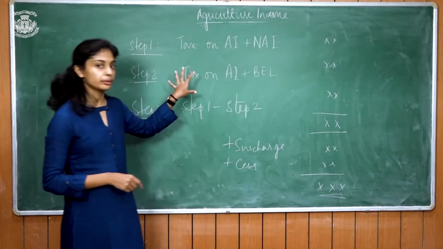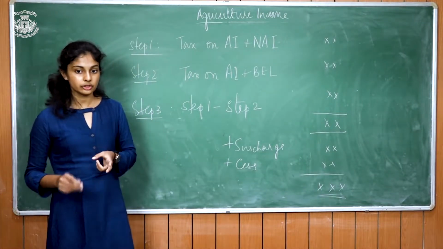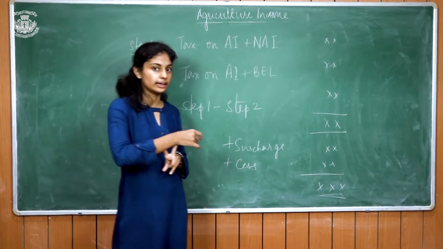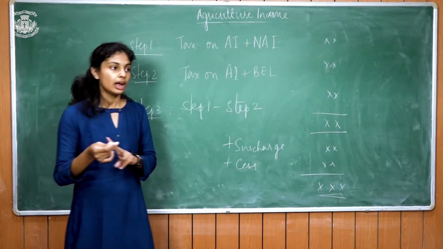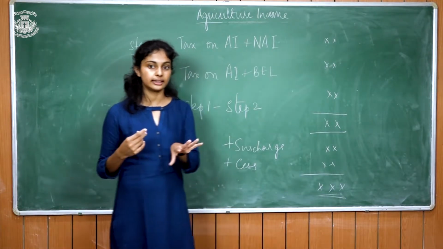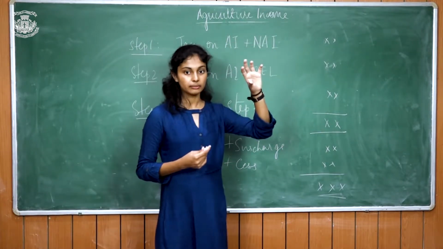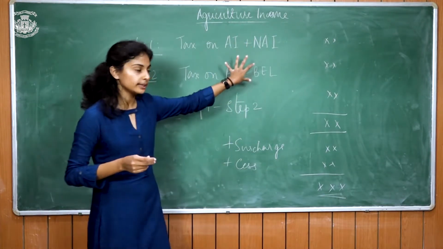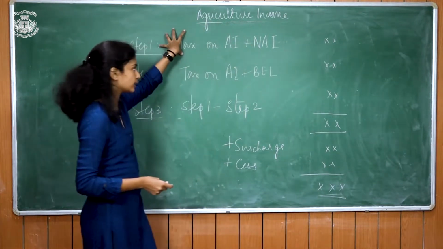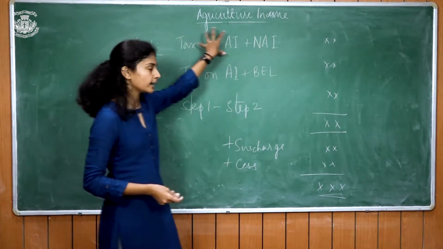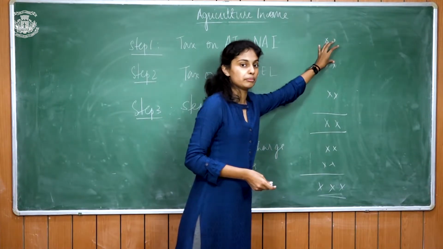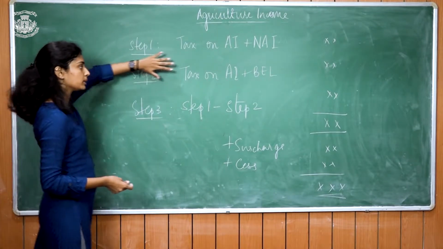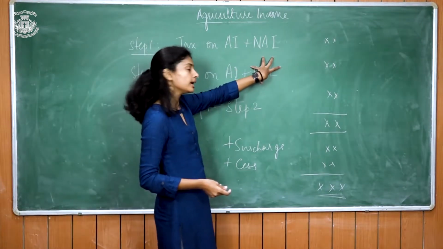Now, how exactly do we compute the tax in such cases? We first have to ensure that the criteria are met. Firstly, that agricultural income is above 5,000. Secondly, that non-agricultural income exceeds your basic exemption limit. After such criteria are met, you arrive at your agricultural income, which is going to be net of the costs related to your cultivation. Such agricultural income and non-agricultural income, you will take the total of it and compute the tax on it based on tax slabs. So the total tax on agricultural and non-agricultural income is your step 1. After that, step 2 is going to be the tax on your agricultural income and basic exemption limit.